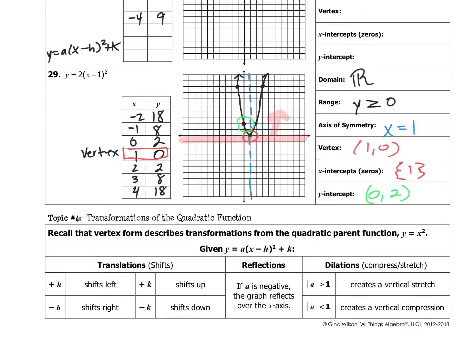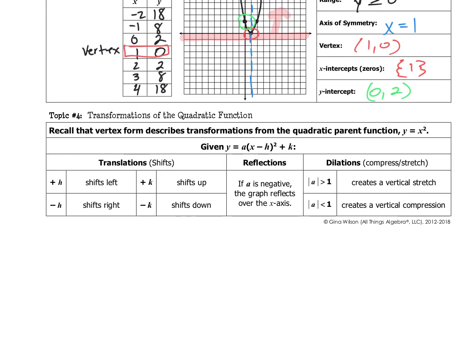All right. Next topic, transformations of the quadratic function. So recall that the vertex form describes transformations from the quadratic parent function, y equals x squared. So this is like the most basic quadratic function there is. It opens up. Okay, it looks something like this. And the vertex is right at the origin. So given y equals a times (x minus h) squared plus k, all of these things change the way this graph looks.